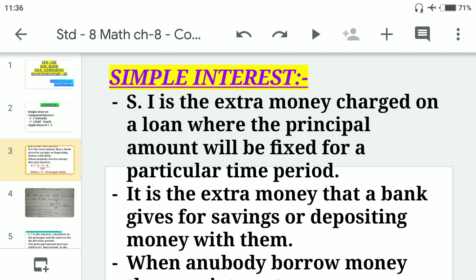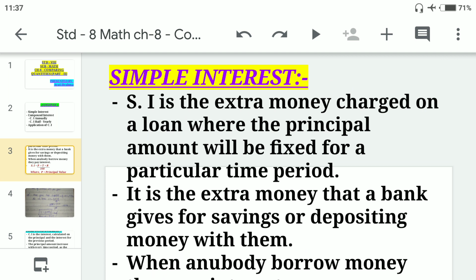Before going to simple interest, first you have to know what is the meaning of interest. Interest means what? If you are borrowing some money either from a money lender or from the bank, you have to pay some extra money against your amount. That is your interest. All right. So first is simple interest, then compound interest. So simple interest means what?